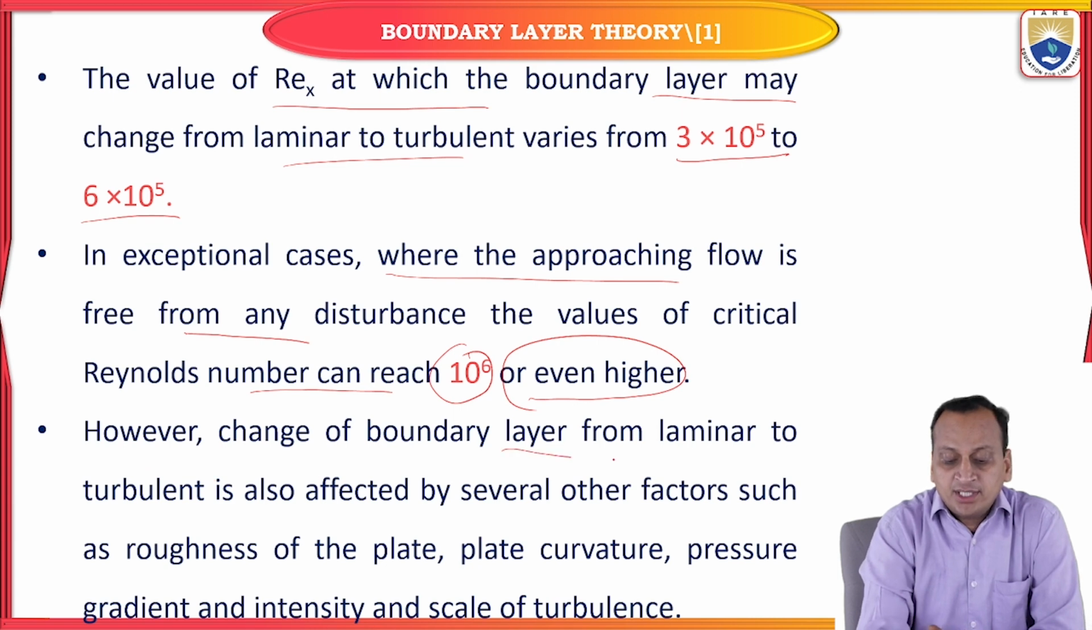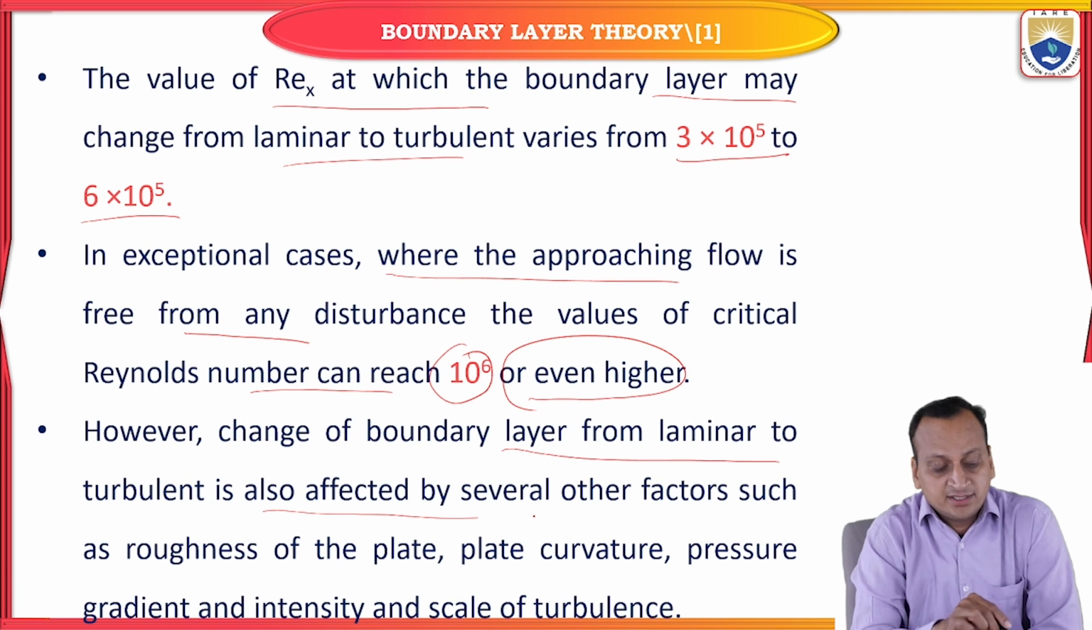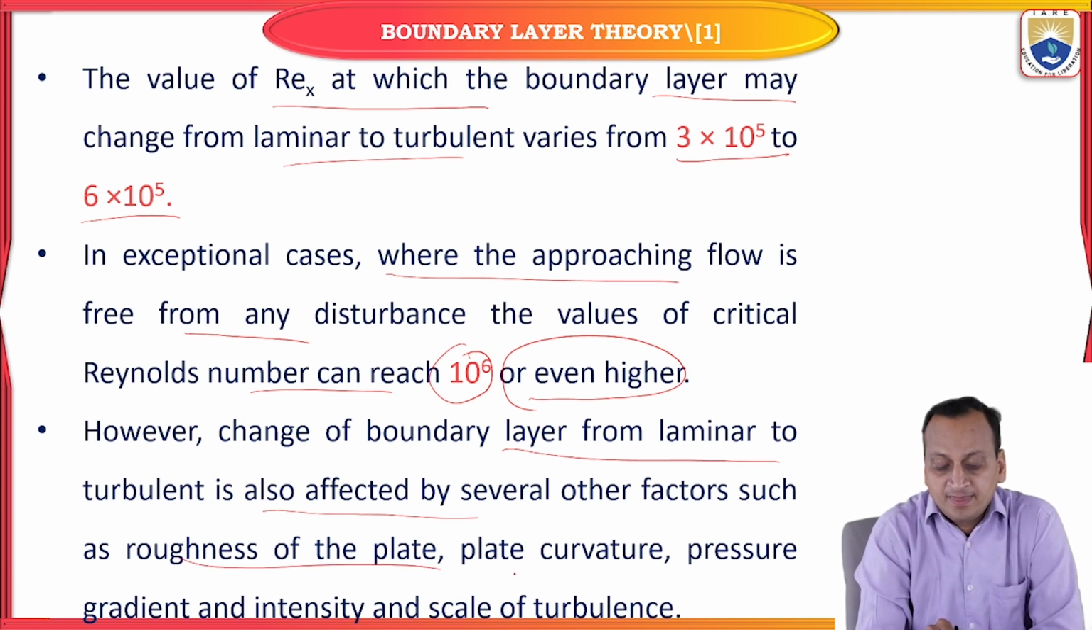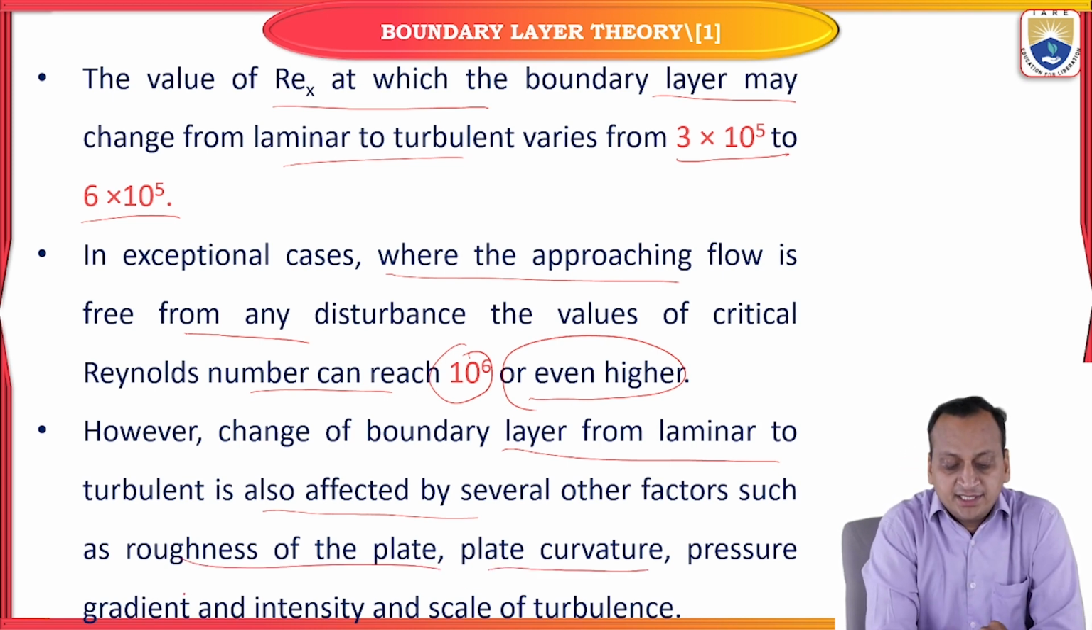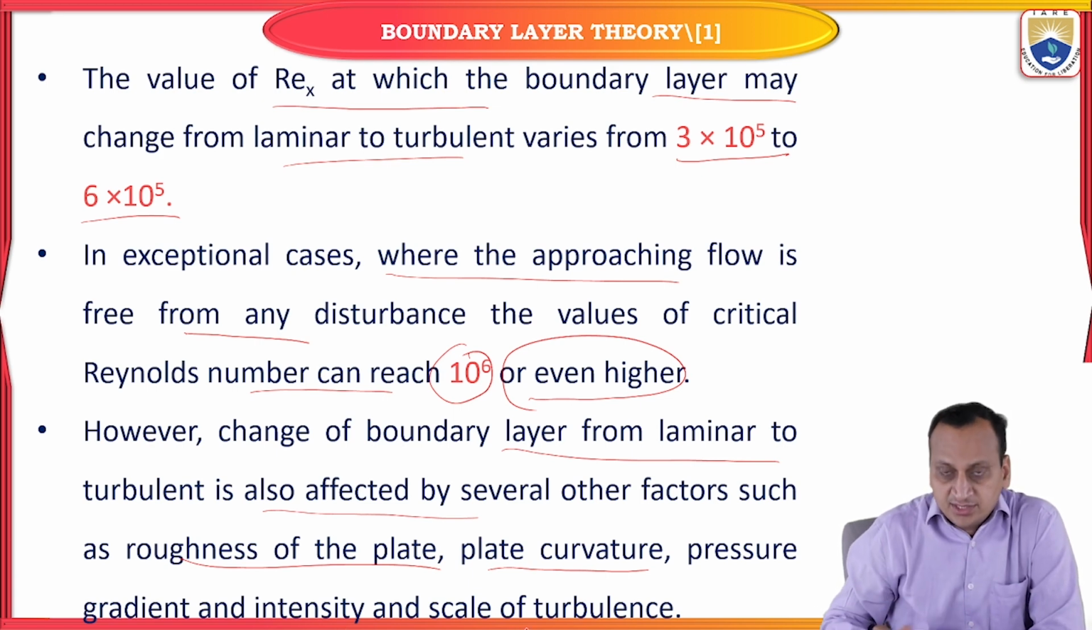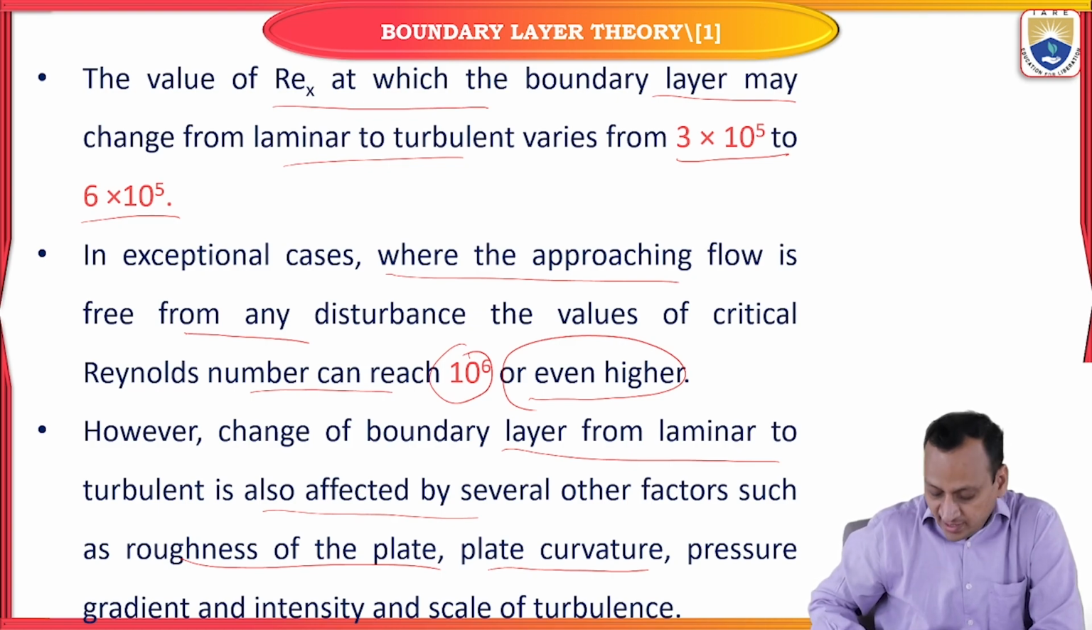However, the change of boundary layer from laminar to turbulent is also affected by several other factors such as the roughness of the plate, curvature, pressure gradient, and intensity and scale of turbulence. Based on this, the boundary layer formation and boundary layer thickness will vary.